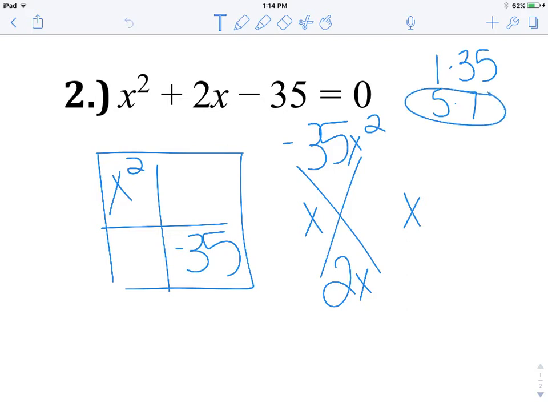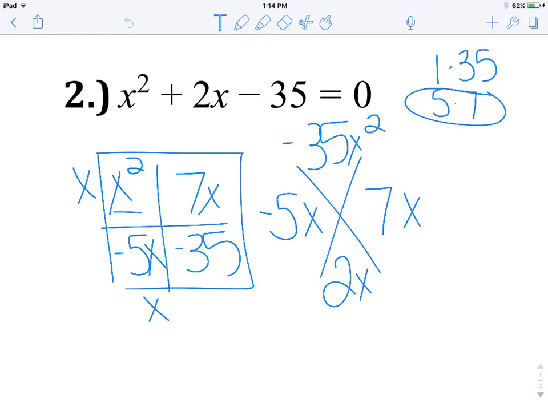So we're going to stick with the 5 and the 7. And we're going to have a negative 5x and a positive 7x. So that would multiply to give us negative 35x squared and add to give us 2x. So I'm going to plug them into the empty spaces, again pulling my x's out, looking to see what else is going to go on the outside.